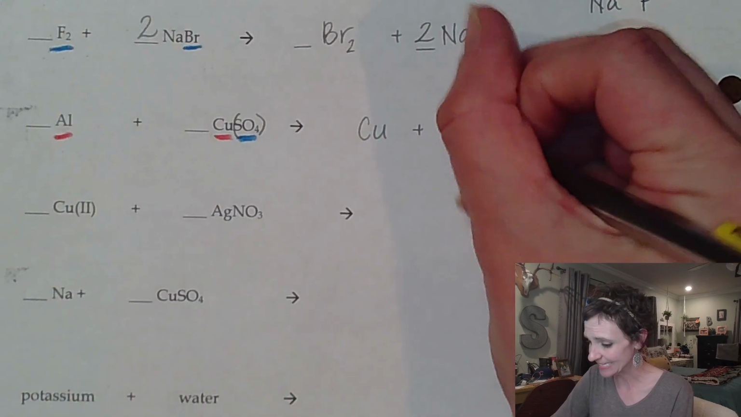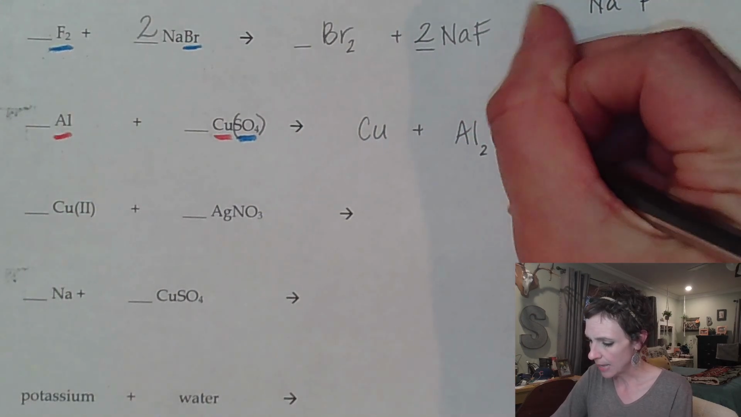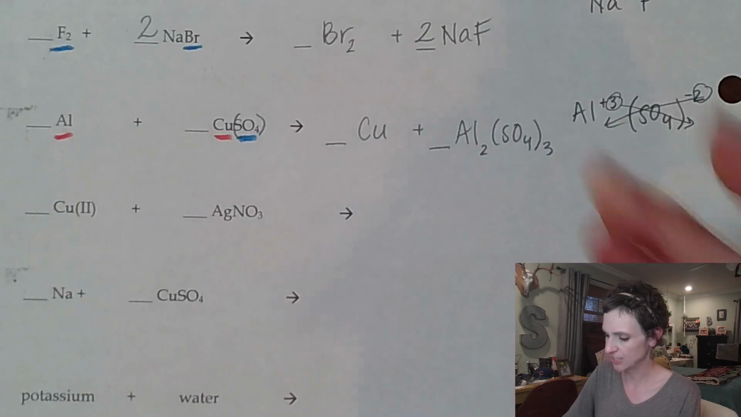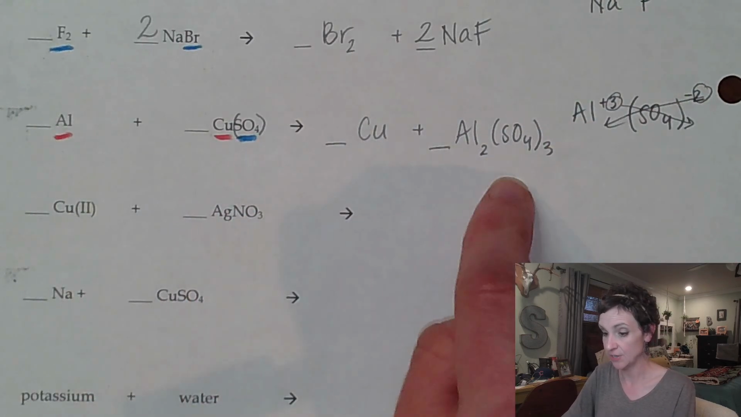So my formula is Al2(SO4)3. Okay. Sorry, that crisscross setup got a little too close to my equation. That is okay for me.